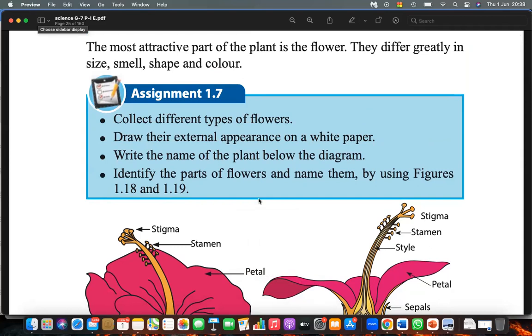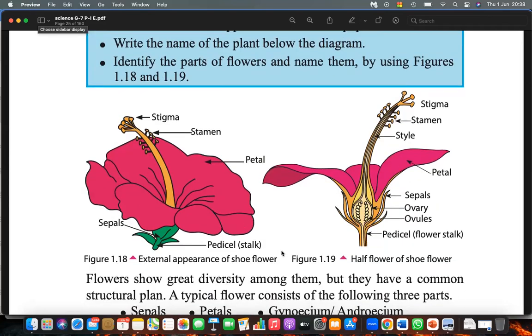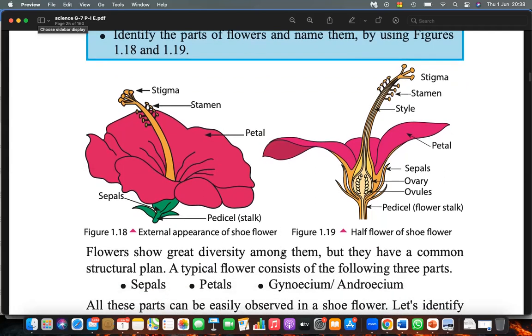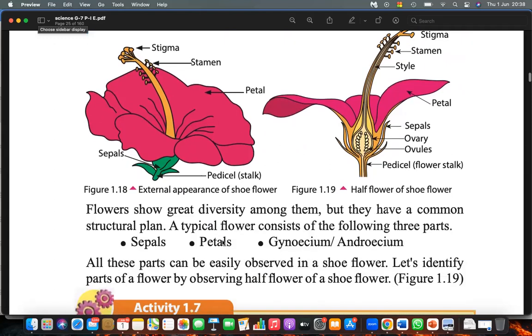Here you can see the female organs and male organs, the male part of the plant and the female part of the plant. You can see here the flower consists of the following parts: sepals, petals, and here gynoecium and androecium.